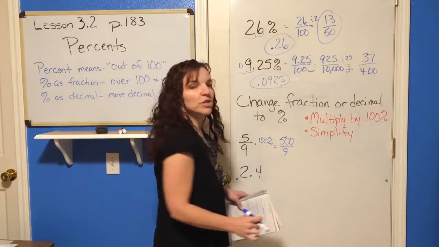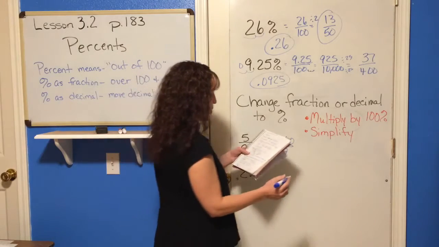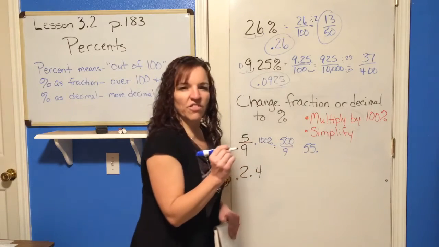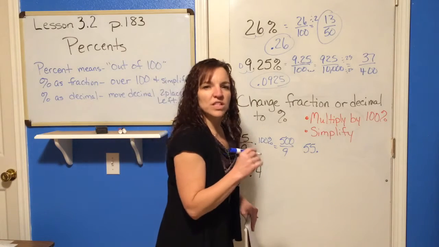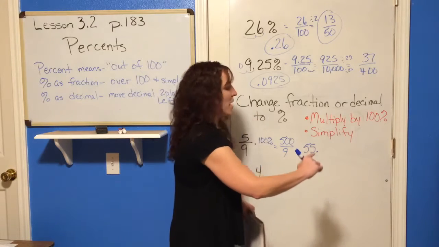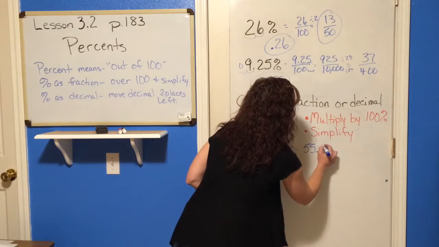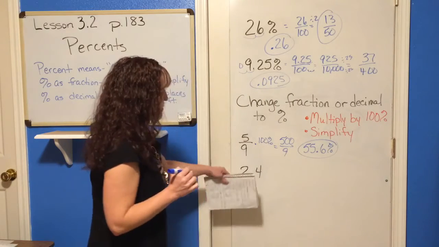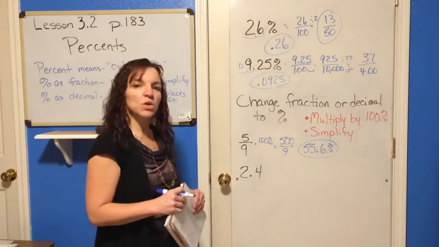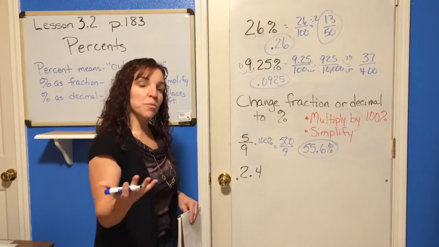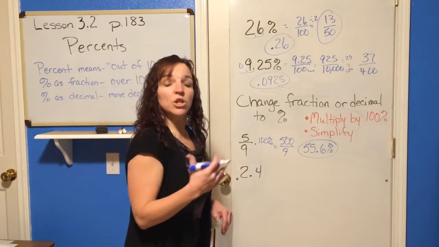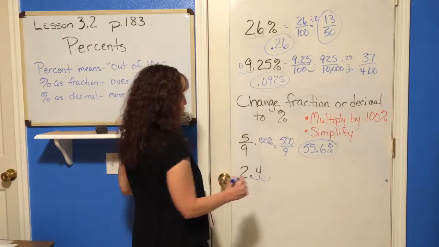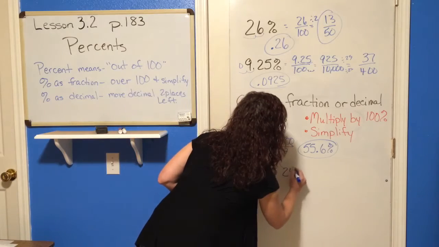So just take your 500 divided by 9, and you can use your calculator, and you get 55, and it goes on and on, 55.55555. Round those to the nearest tenth. So that's 1 place to the right of the decimal. So 55.6%, and you're changing it to a percent. Same thing if you have a decimal, you're going to multiply by 100%. Remember, when you multiply by a power of 10, you can just move that decimal. So multiplying by 100 moves the decimal 2 places to the right. So you have 240%.